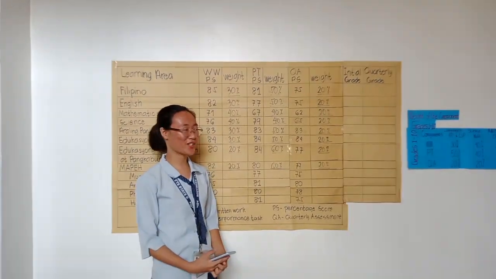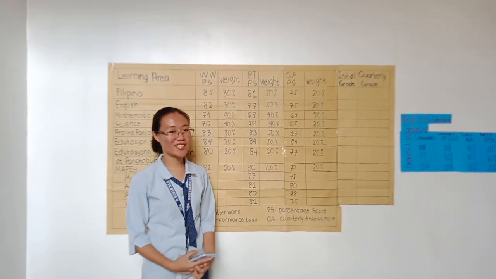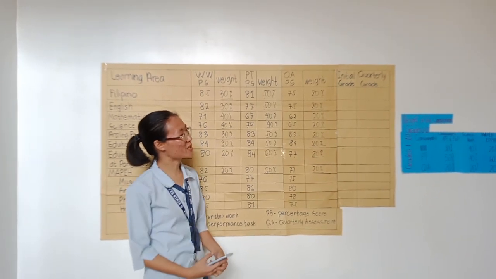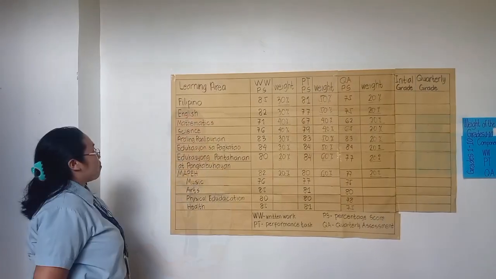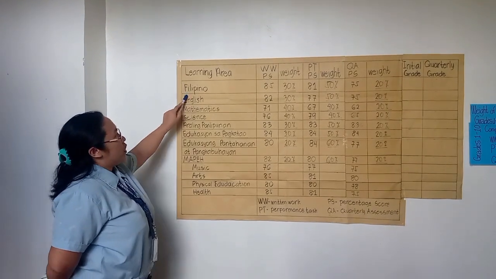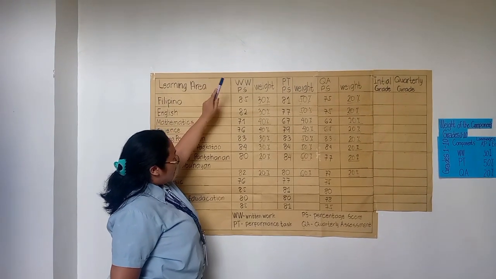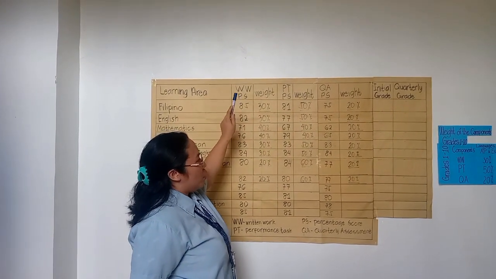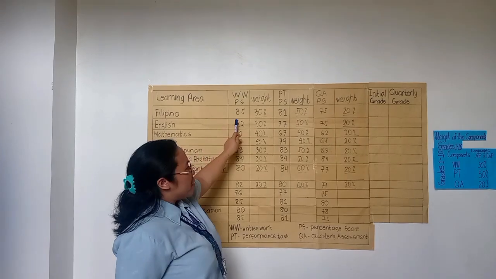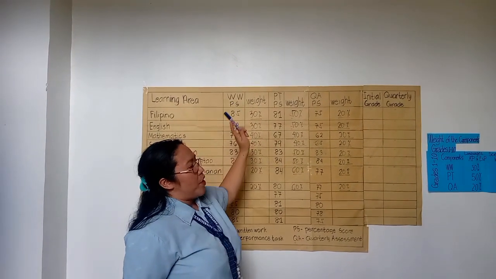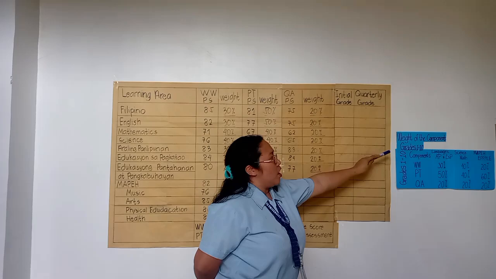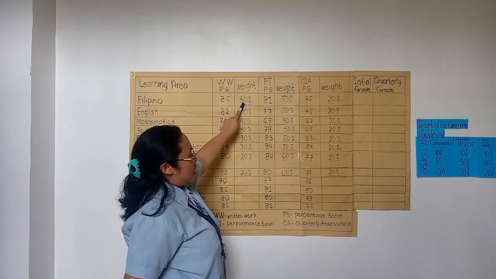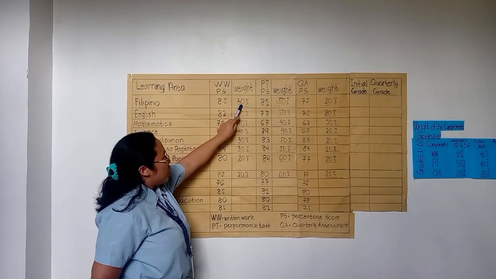In task 3, we have here a sample card and we will discuss how to get the initial grade and quarterly grade of Mr. Rico for the third quarter. So first learning area is Filipino. Written work, the given percentage score is 85. In getting the weighted score, the formula is percentage score times the weight of components. So from the table, the weight of the component for written work is 30%.